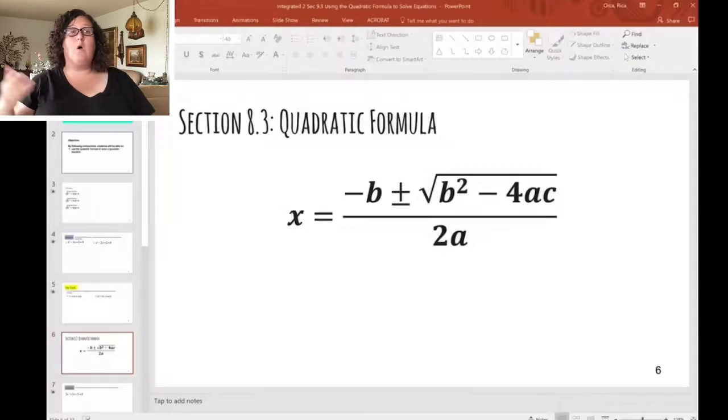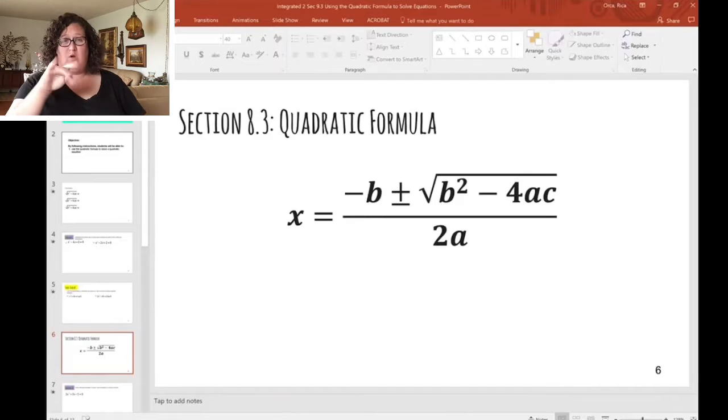Welcome back, class. Today we're looking at section 8.3, the quadratic formula, which is x equals negative b plus or minus the square root of b squared minus 4ac all over 2a. You use the quadratic formula when you can't factor, when you can't use the square roots method, or you can't complete the square. So the quadratic formula is your last resort.